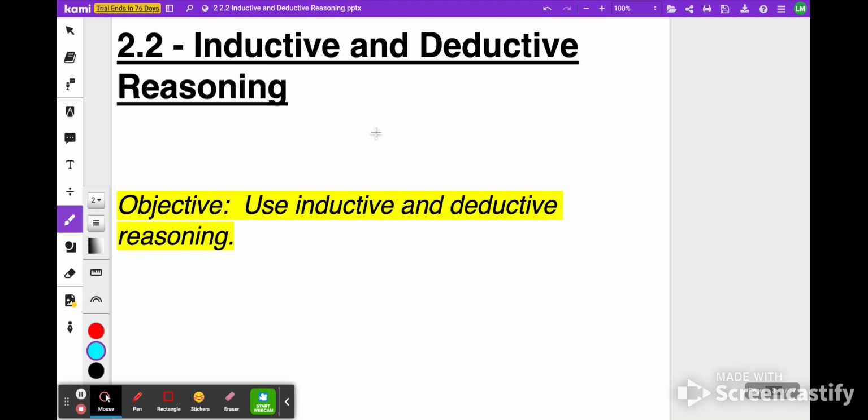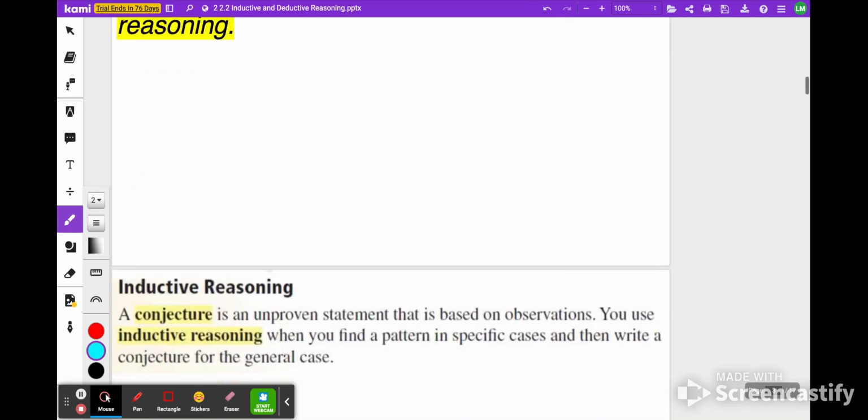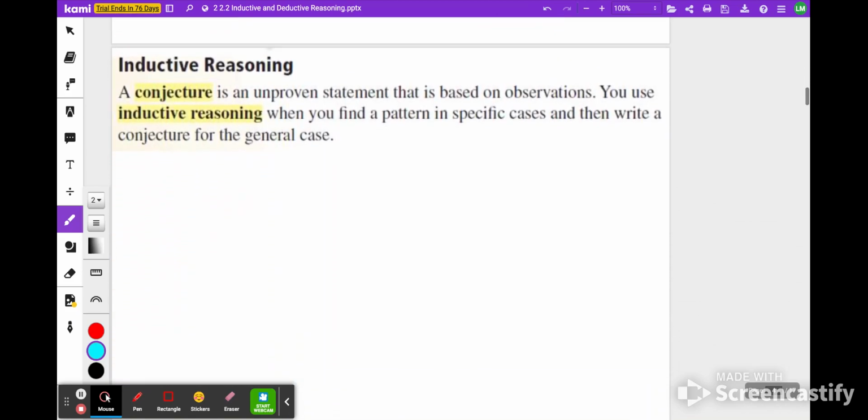Today we're going to be looking at lesson 2.2, inductive and deductive reasoning, and our main goal is just to figure out how we can use them. The first thing we want to talk about are two separate types of vocabulary terms. The first one is called a conjecture, and that's an unproven statement that is based on observation.